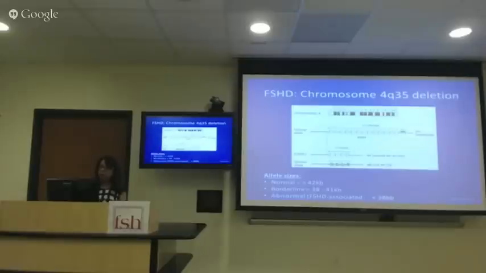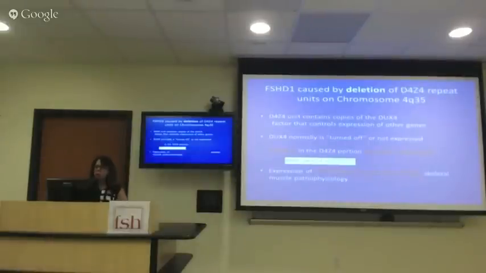We're very interested in this D4Z4 region because if you have more than 42 kilobases, you do not have FSHD. If you have less than 38 kbs, you are genetically confirmed you have FSHD. But what does this actually mean? So we believe that FSHD is caused by a shortening or deletion of this D4Z4 region on chromosome 4.